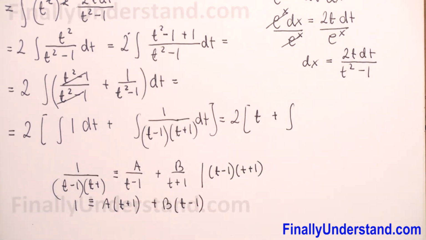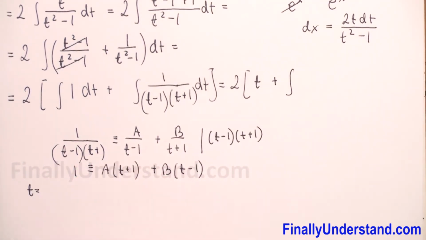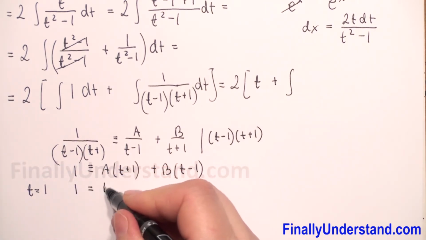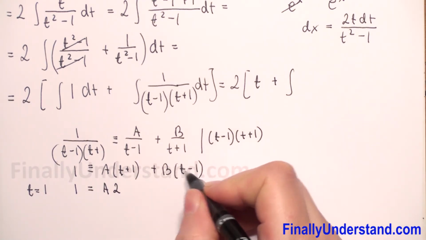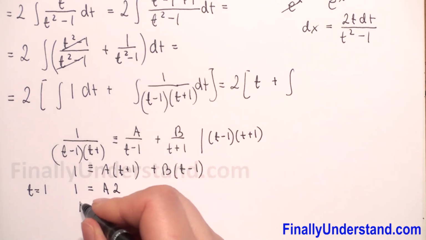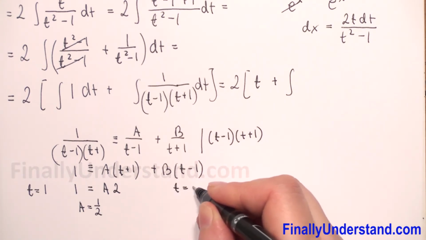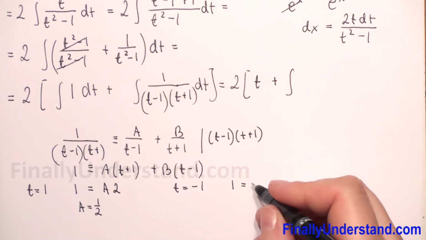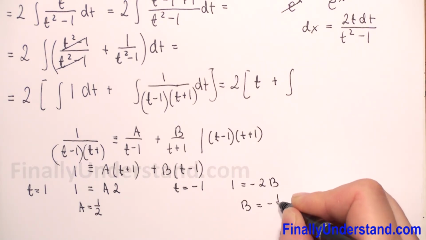Now we'll use substitution method to find a and b. So first I will put that t is equal 1. So on the left side we have constant 1. This is equal a will be 1 plus 1 is 2. 1 minus 1 is 0, so the second expression will reduce. So we have a is equal 1 over 2, which is 1/2. And when we put that t is equal negative 1, we will have 1 is equal, first expression will reduce, and we will have negative 2b. So b is equal negative 1/2.